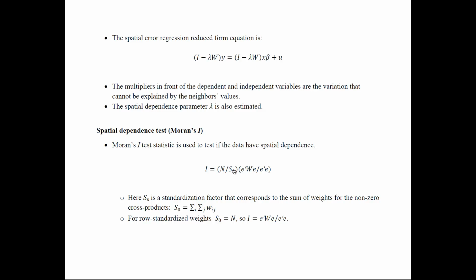Okay, so if we have row standardized weights, we would have S0 equal to n, because we already know that all the rows sum up to 1, right? Remember this from before. Well, if all the rows sum up to 1, we would have all the columns now sum up to n, because that's the dimension of this matrix. So we would have this be equal to E prime WE divided by E prime E.